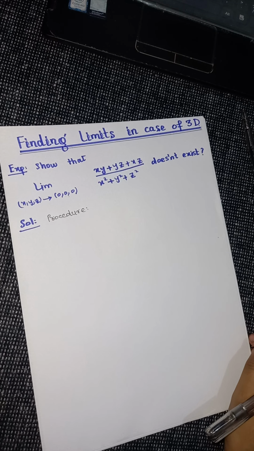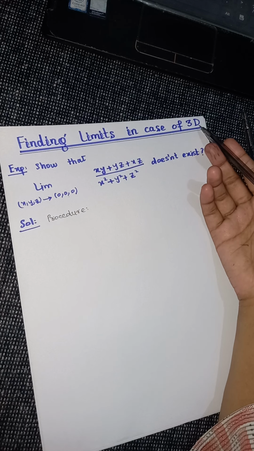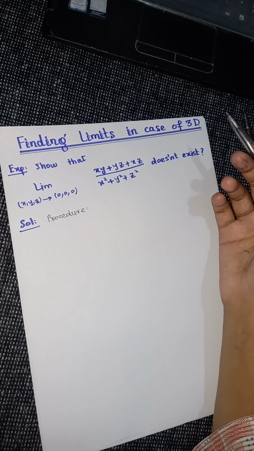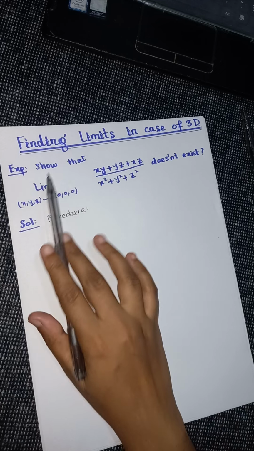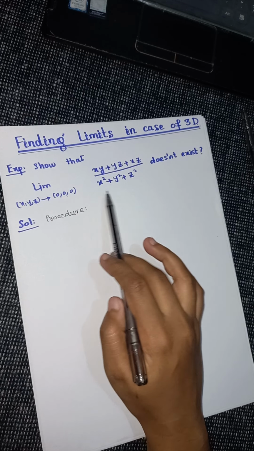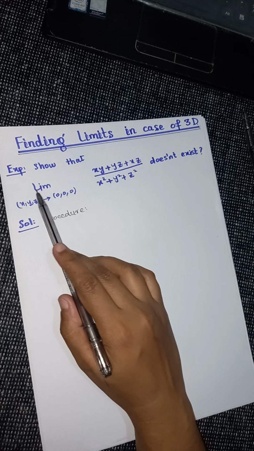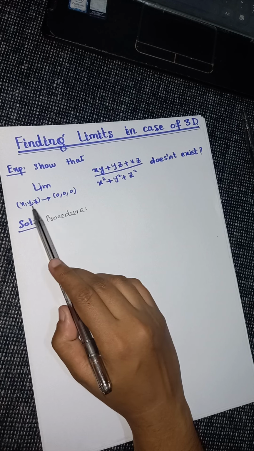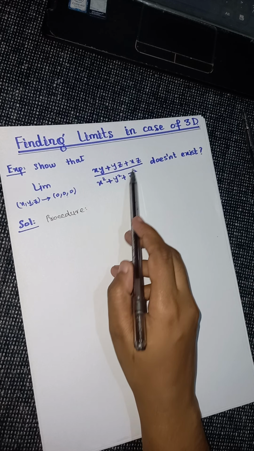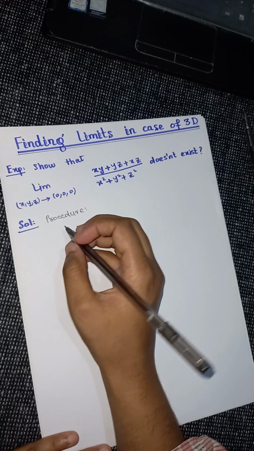Students, as you know, we have been discussing finding limits in higher dimensions. In today's lecture we will talk about finding limits in the case of 3 dimensions. Now let us take an example. The example says: show that the limit of this particular function in 3 dimensions does not exist. We have to find the limit as x approaches 0, y approaches 0, and z approaches 0 of this function. Here x, y, z represent 3 dimensions.